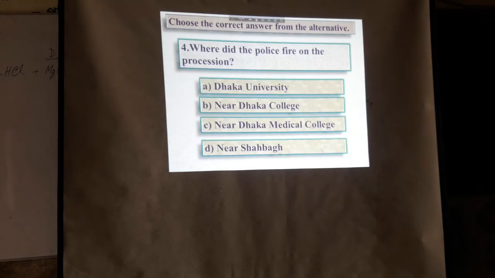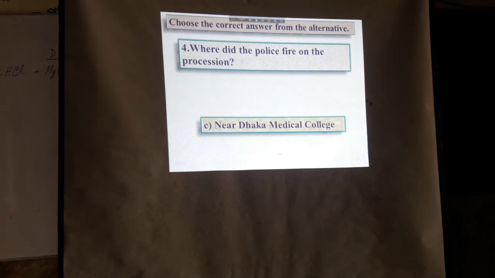Okay, where did the police fire on the procession? Near Dhaka University, near Dhaka College, near Dhaka Medical College, or near Shahbag. I said it a few minutes ago. I think you know the correct answer. Think about it. The correct answer is near Dhaka Medical College.